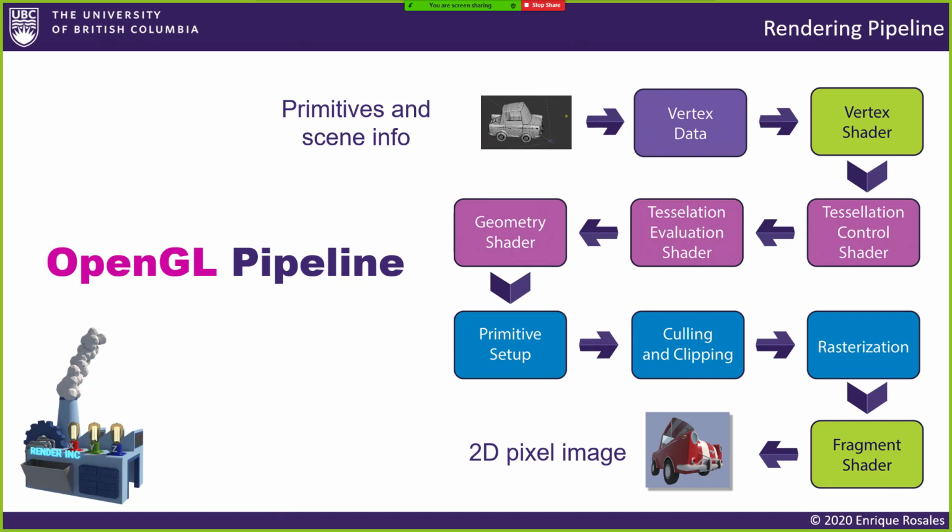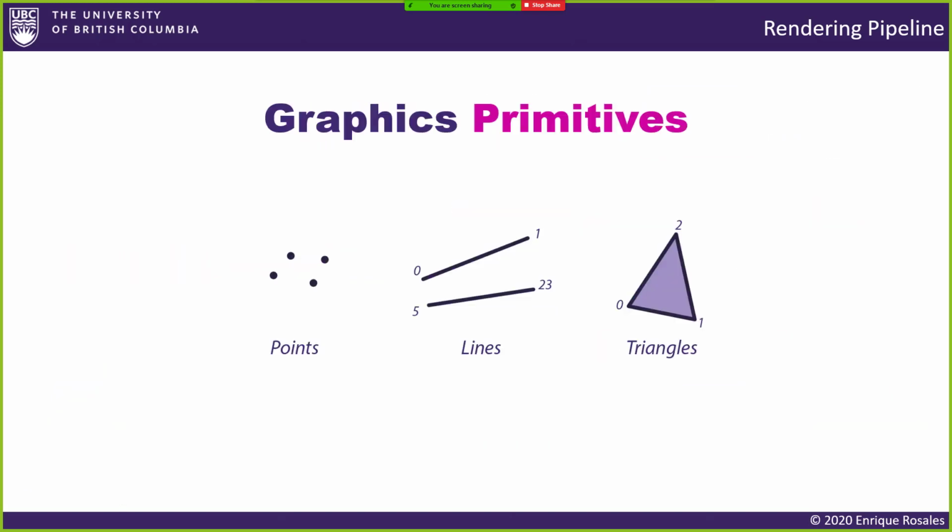Great, perfect. Okay, so let's talk about graphics primitives. The graphics primitives are the geometric objects or geometric entities that can be understood by the GPU. The GPU doesn't understand anything but points, lines, and triangles, right?